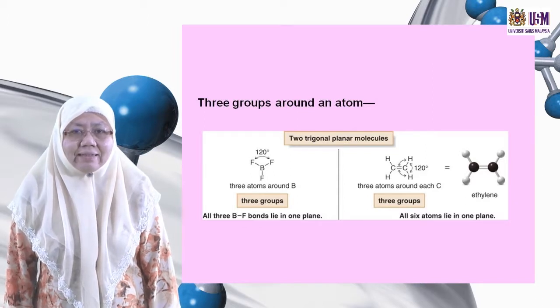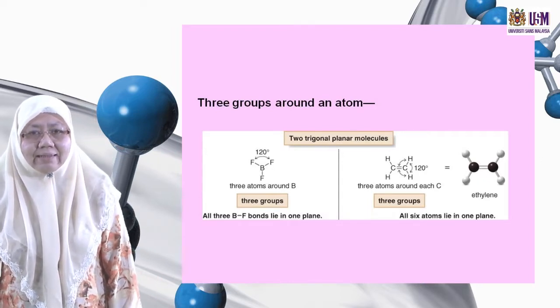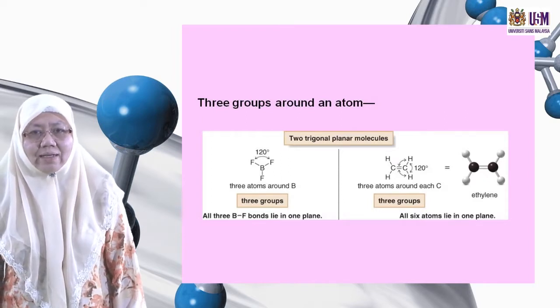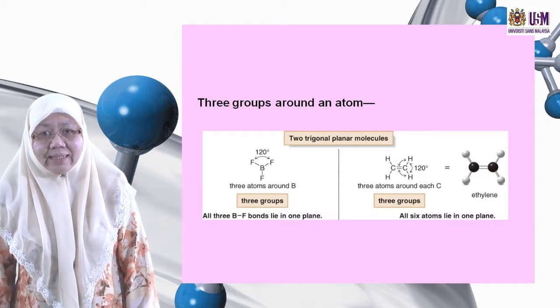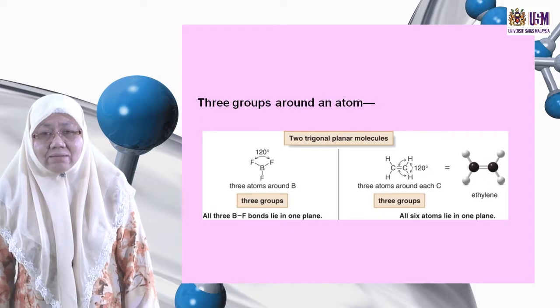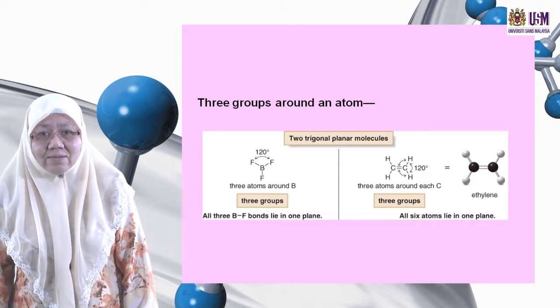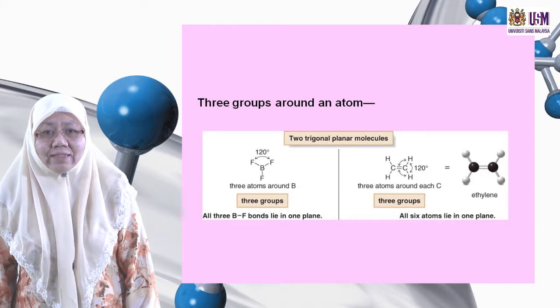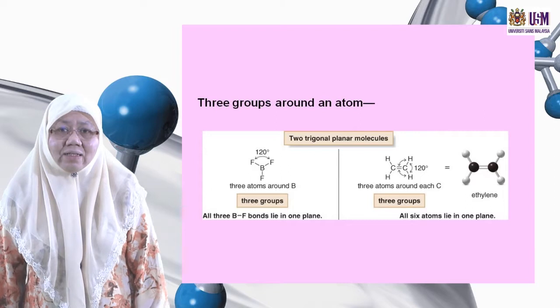This is also the same geometry for ethene. Ethene consists of two carbon atoms with a double bond between them, and each carbon atom is attached to two hydrogen atoms. So there are actually three groups around each carbon atom. Since, as we can see, all six atoms lie in one plane, we call this a trigonal planar geometry. The angles of the hydrogen-carbon-hydrogen bonds, or the hydrogen-carbon-carbon bonds, are all 120 degrees.